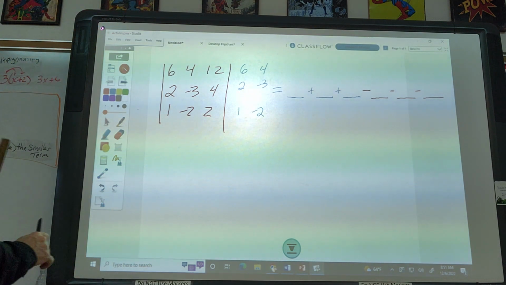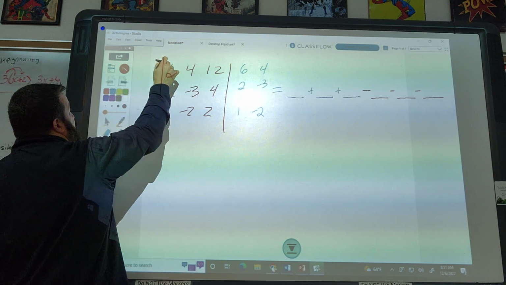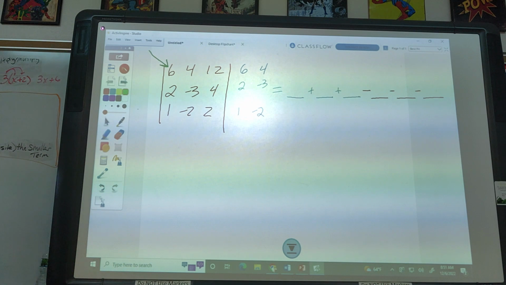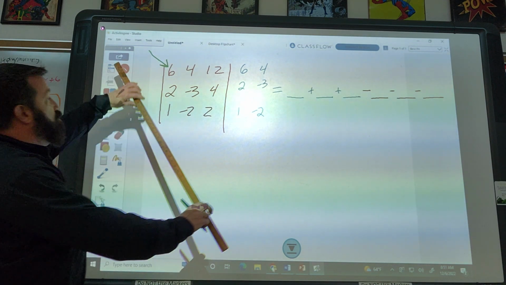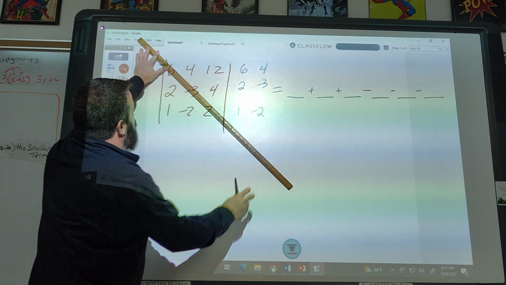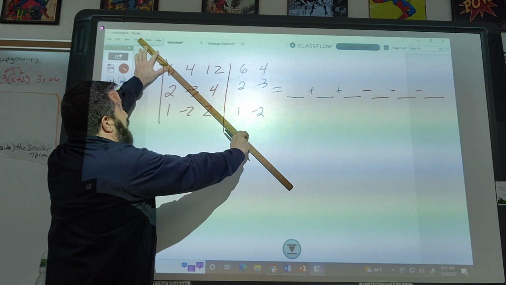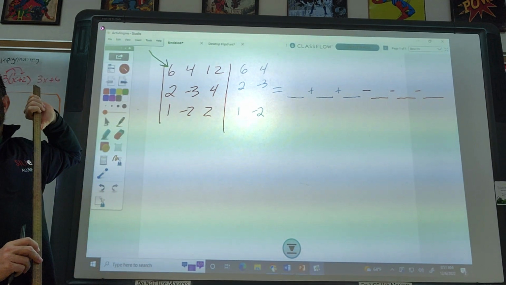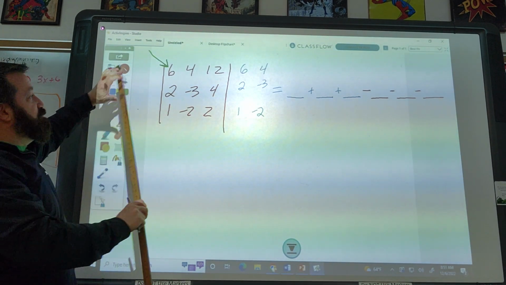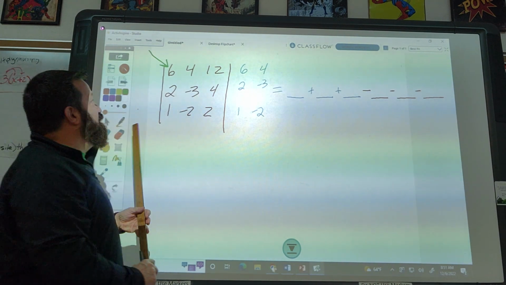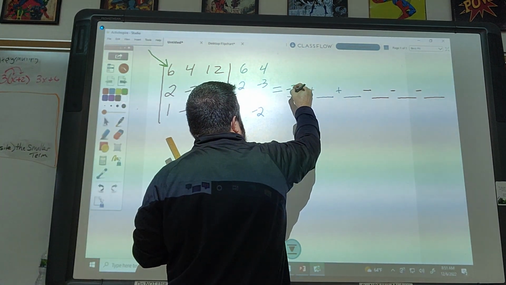You're going to start here at this 6, and you're going to look at the numbers. If you went diagonally through that 6, what 3 numbers it would go through. And you could use a pencil or a ruler or something. You can see diagonally the 3 numbers that I go through are 6, -3, and 2. That's what you're going to multiply together. 6 times -3 is -18. -18 times 2 is -36. That goes in my first blank.